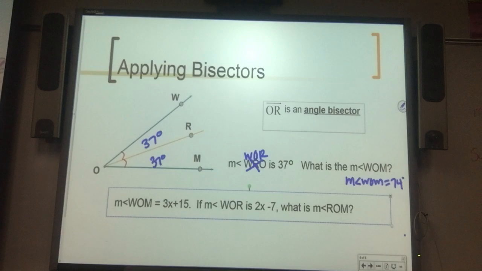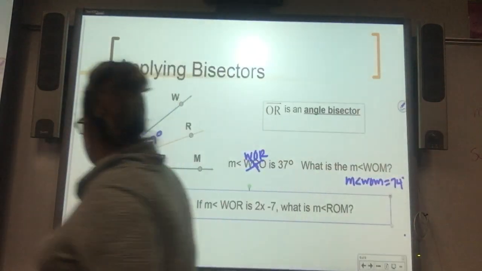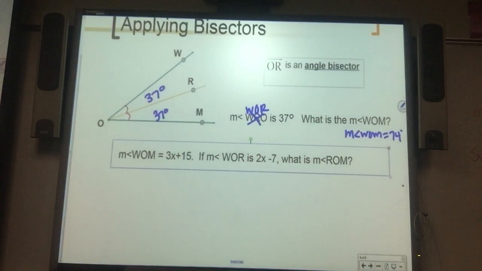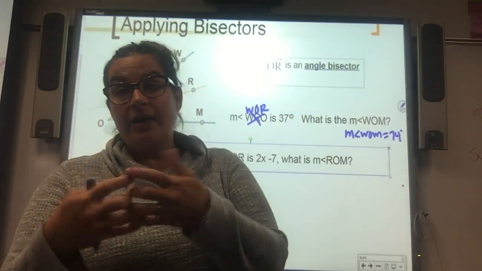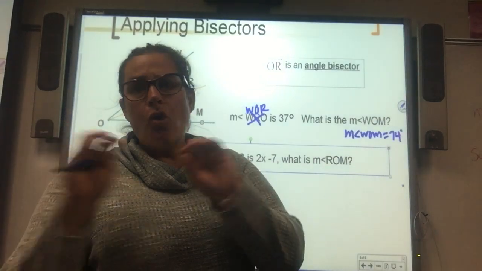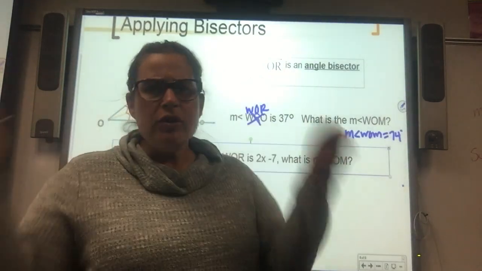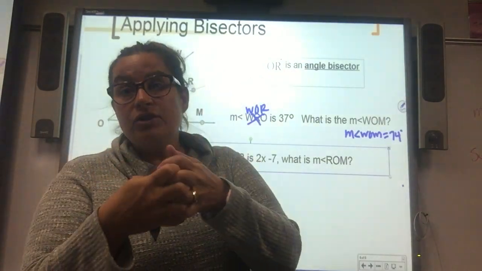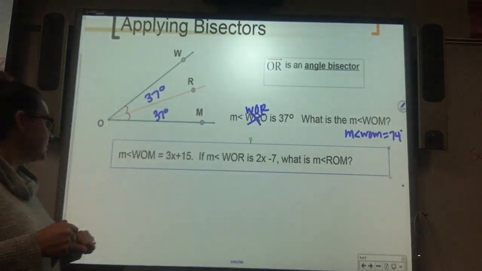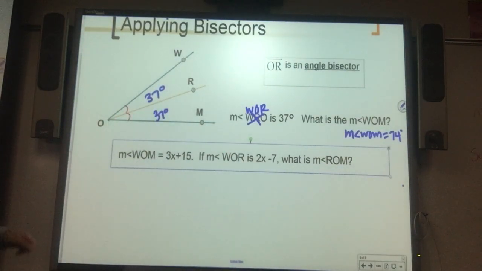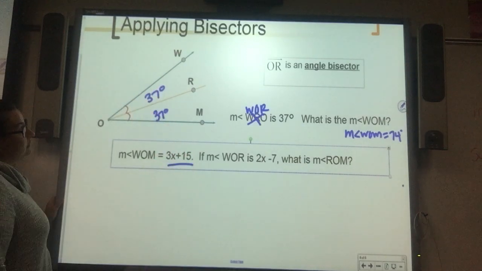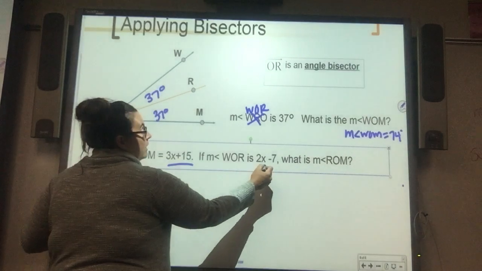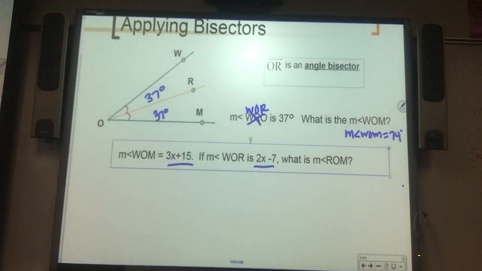And looking at this last one, we're pulling some algebra in here. Again, we're going to keep tying that in. You're going to use a lot of algebra. We want you to see how algebra and geometry go together. They're not standalone classes or subjects. They really are integrated, and we're going to continue to show you how that happens. So if WOM, this whole thing, is 3x plus 15, and WOR is 2x minus 7, what is the measurement of ROM?